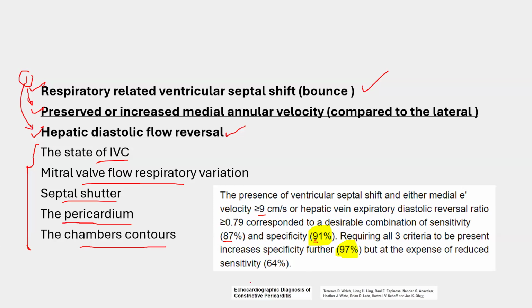Now, what if you have the three of them? The specificity is 97%. So if you have the three of them, that's a confirmed diagnosis of constriction. If you have septal bounce and one of these two, you also have a high probability, 91% specificity, of constriction.